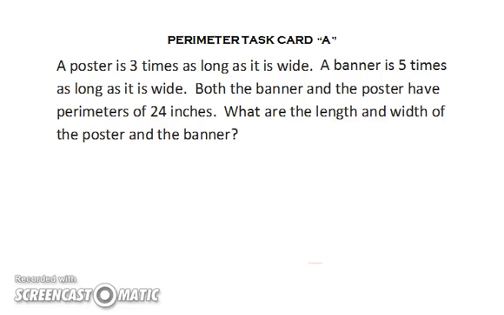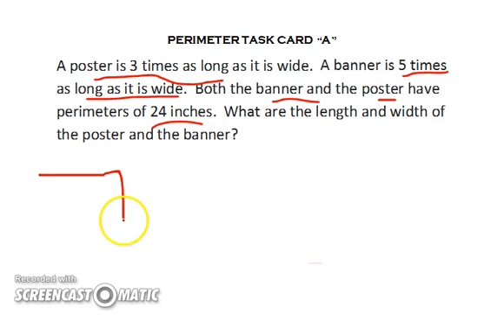Okay, right now we're going to work on perimeter test card A. The poster is 3 times as long as it is wide. So we have a poster that is 3 times as long as it is wide. A banner is 5 times as long as it is wide. Both the poster and the banner have a perimeter of 24 inches. What is the length and the width of the poster and the banner?